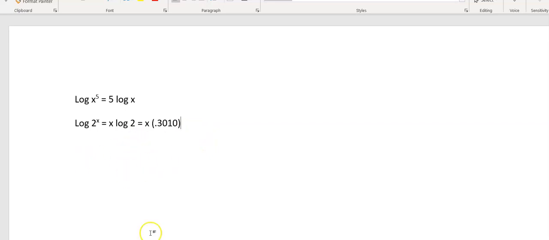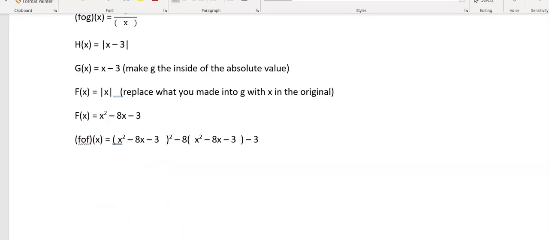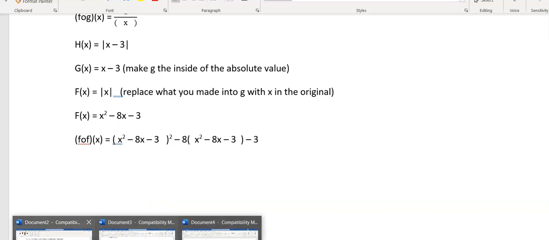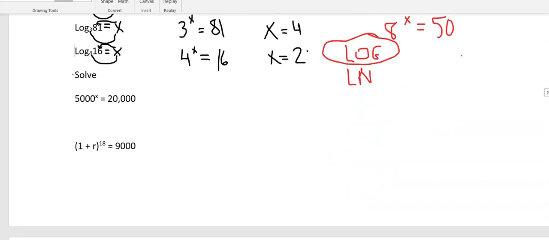And if I wanted to, I can put 0.3010 in front of the x. All right, now let's see if I can go back to where I was. Oops, that's not it. I'm not sure if it's going to allow me to go down to these problems or not.